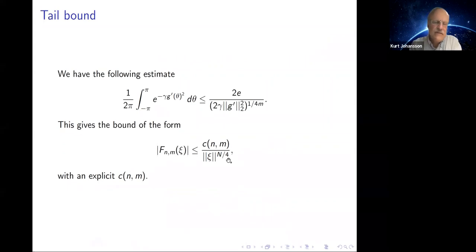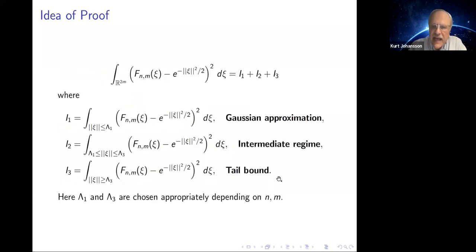That the characteristic function decays like 1/xi to the power n/4 here, where n, remember, was this small n, the size of a unitary matrix, divided by m, the number of traces we're looking at. And I have an explicit C and M here, of course, which I haven't written down here. So this is good enough to control this tail here.